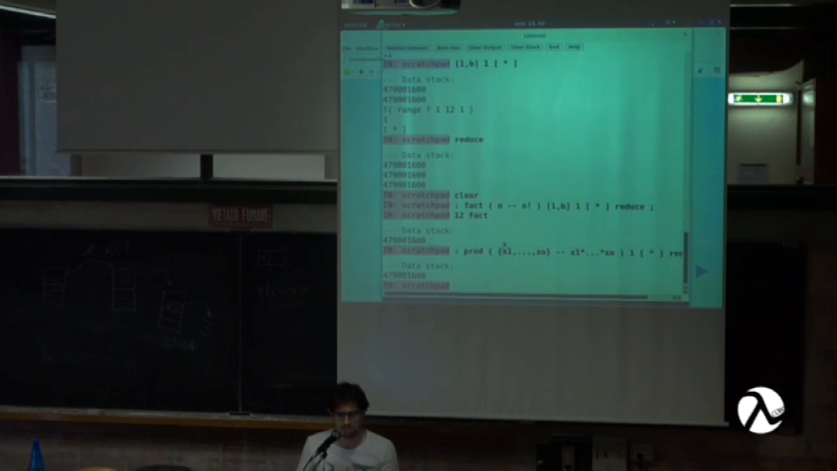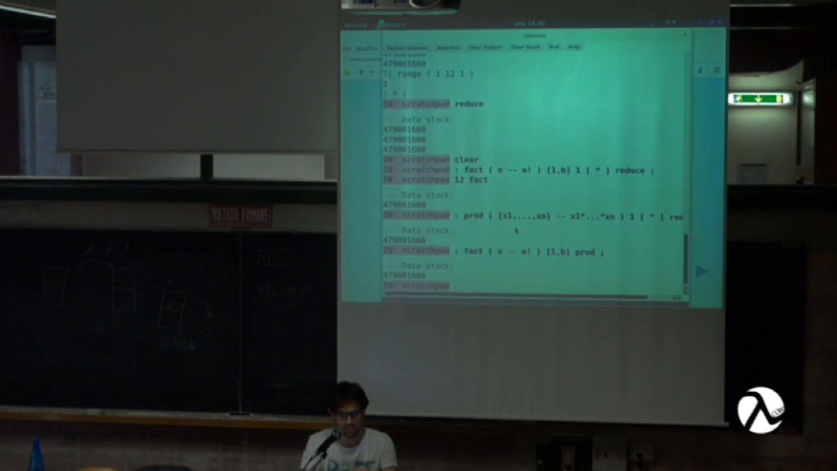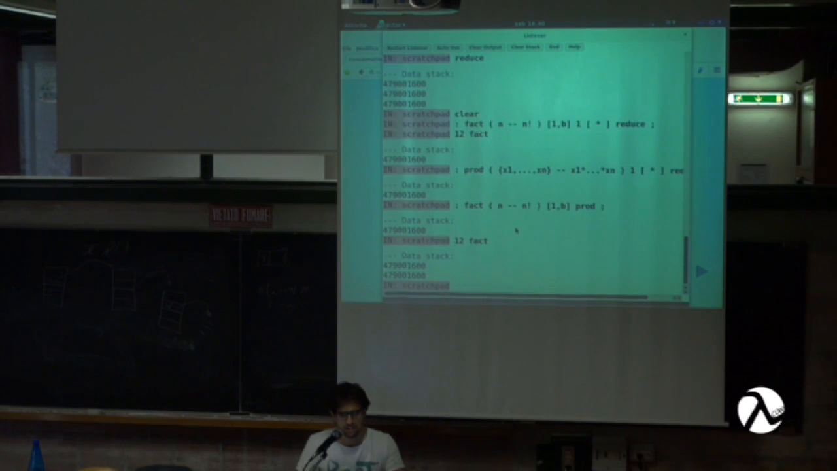And this helps me writing the factorial, so I can refactor the factorial and write something like before, but now it's just the list of numbers, the range up to n, and then the product. And again, it works. So you see, it was very easy to factor out this part of the definition just by copying it literally here.